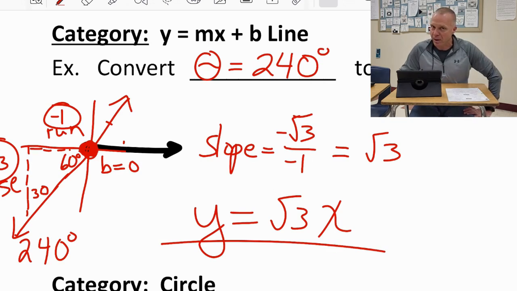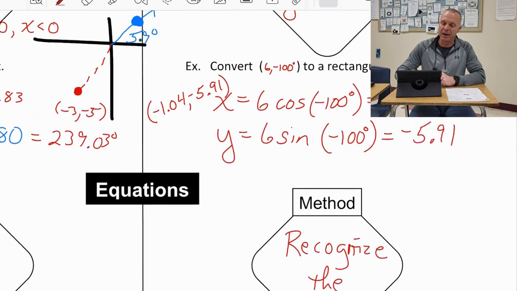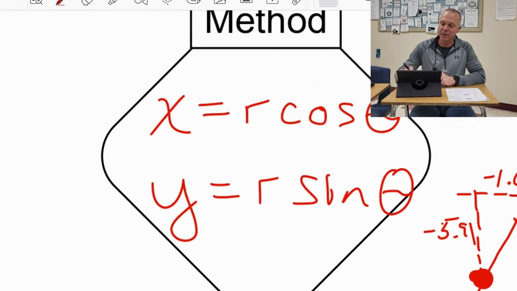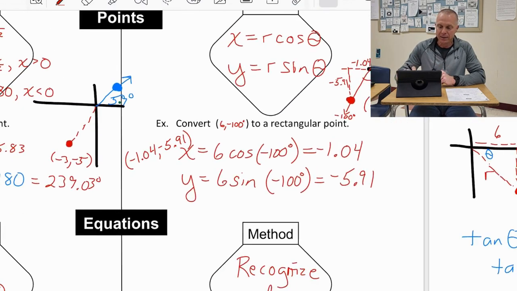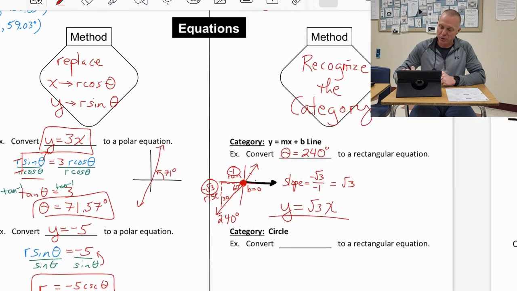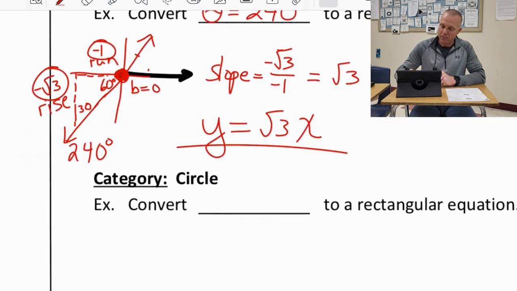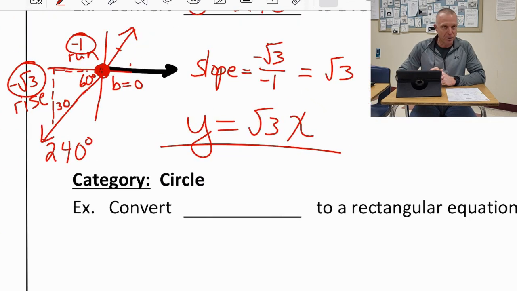I know what you're thinking. What if the slope is not part of a special triangle? Okay, well that's going to be something that you're going to keep working out a little bit on your homework. And I'll sort of give you a hint. You're going to want to think about some formulas that we had up above, because formulas that we had up above are able to still give you x and y, even if they're not special. Okay, but that's how you convert a line. Let's do the next category.